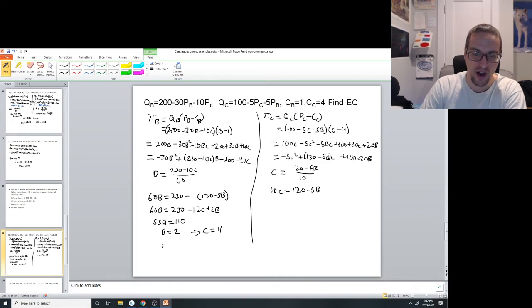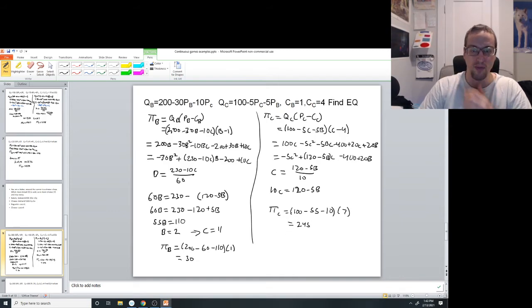We can do the profit for B. Turns out if we plug it back in, we've got (200 minus 60 minus 110) all times 1, and that comes out to be 30. And over here we've got profit of C is equal to (100 minus 55 minus 10) all times 7, and this comes out to be 245. So you can see the cheese maker makes a lot more cash than the bread maker.